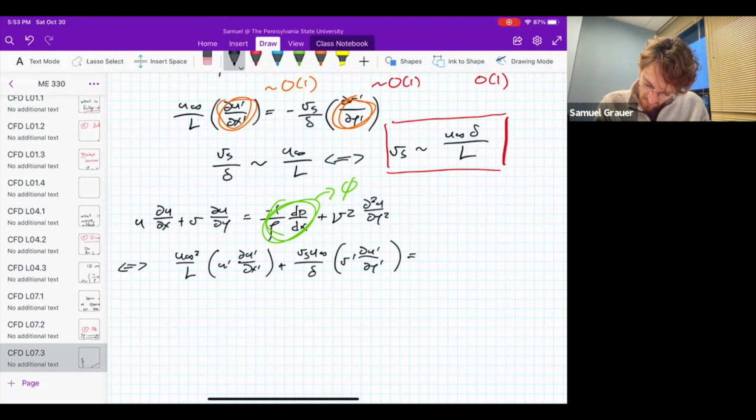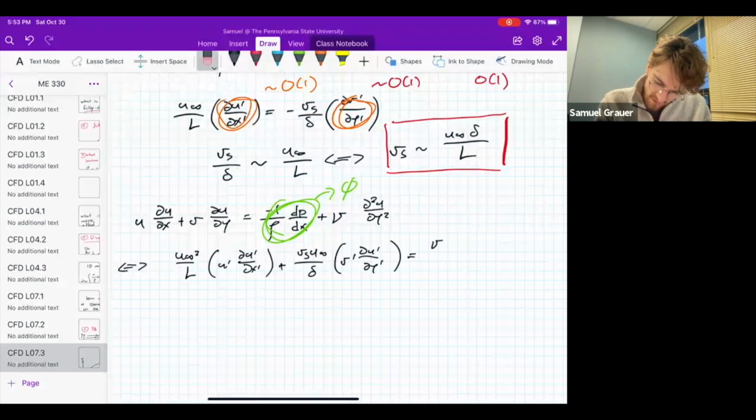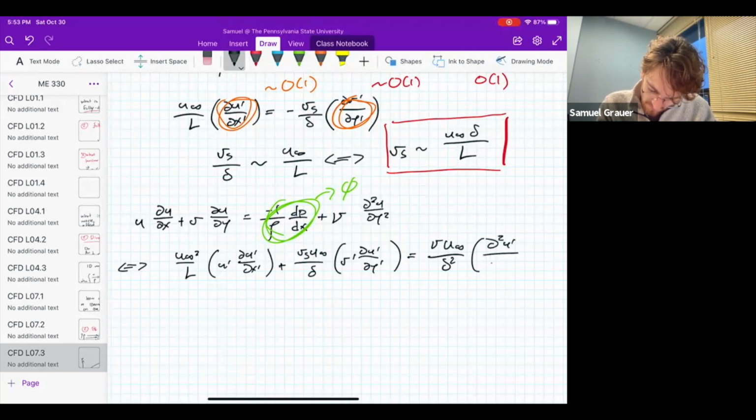And that's going to be equal to nu, oops, why did I square that? Nu is not squared. Nu times u, not u infinity squared, right? Because we're taking a second derivative of u, but it's not squared in any way. So that's going to be u infinity over delta, which will be squared, times d squared u prime/dy prime squared.